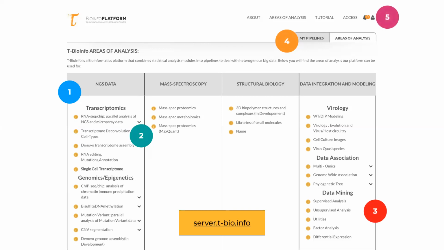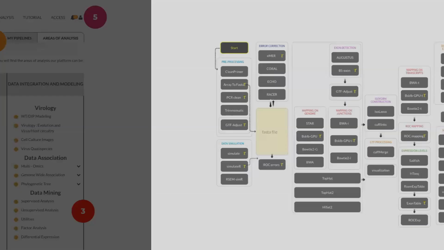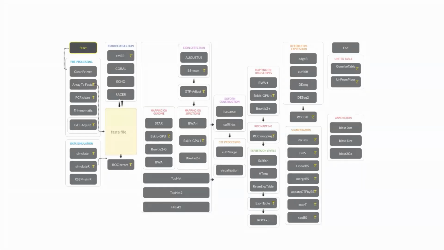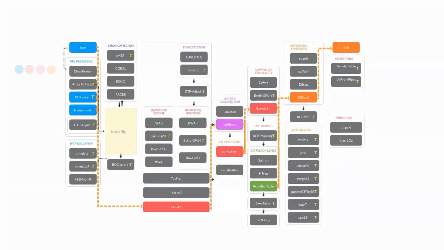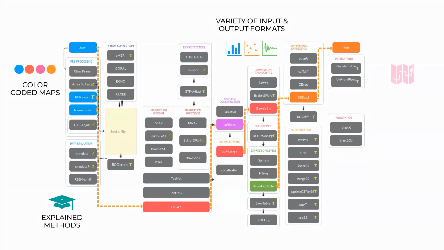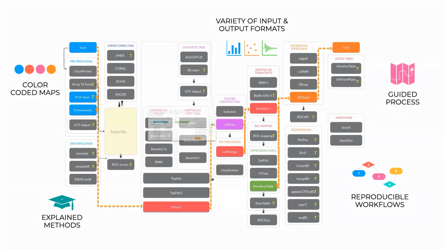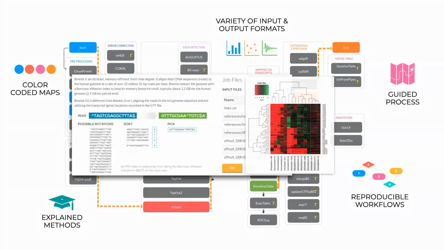So let me first of all explain how that works. Inside each one of the sections, you have an interface that packages these public domain published algorithms and provides a guided flow of data with color-coded maps, explained methods that work with a variety of input and output formats, and help you create reproducible workflows.